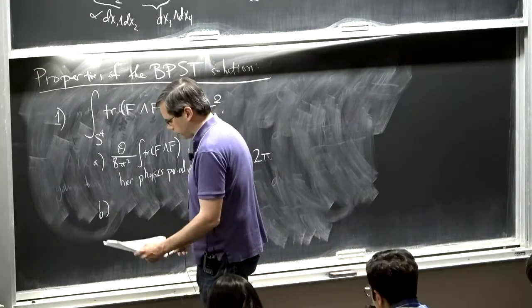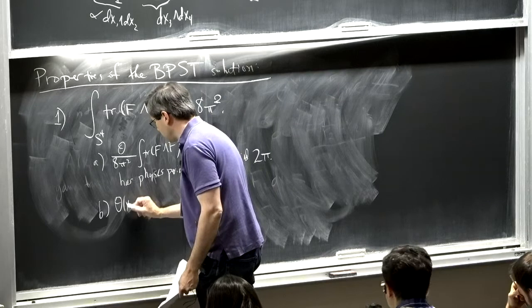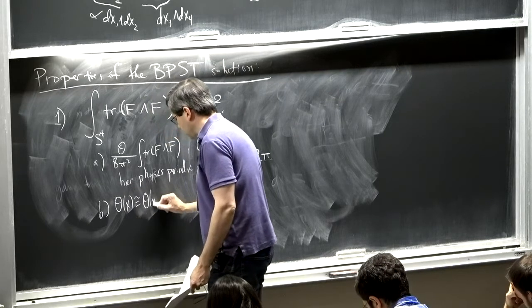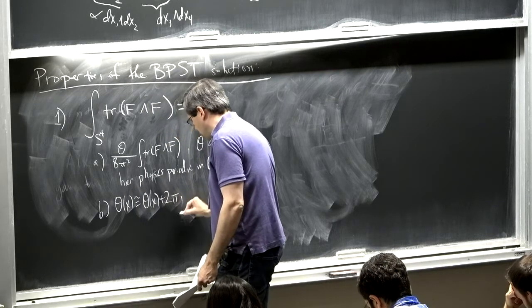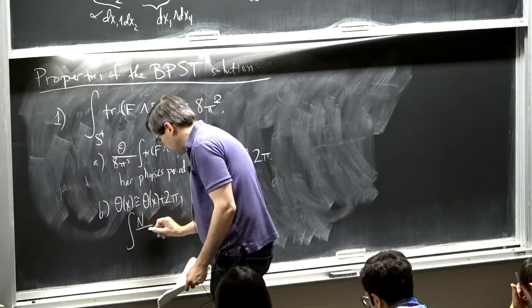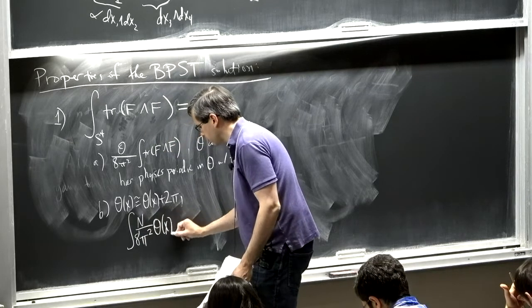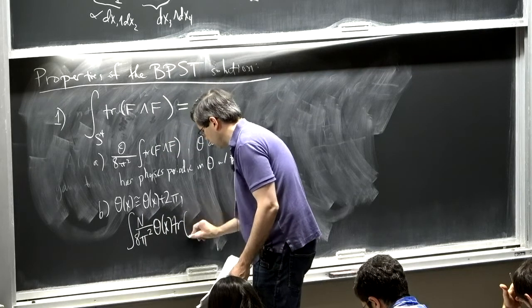And correspondingly, if I have a periodic field theta, like my axion field, then my allowed couplings, again, are some integer over 8 pi squared theta of x trace f wedge f.